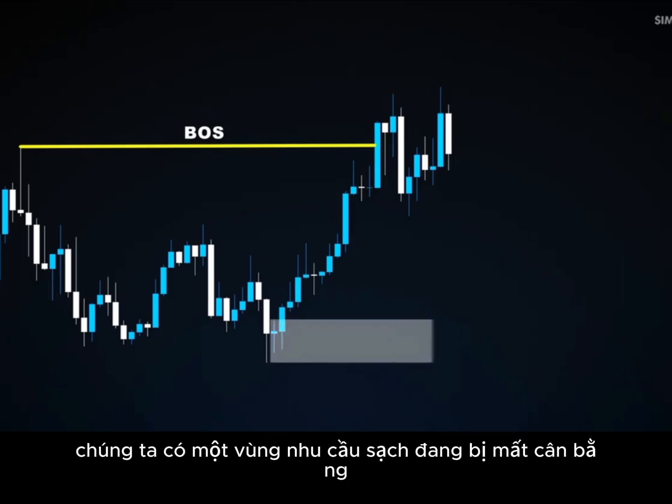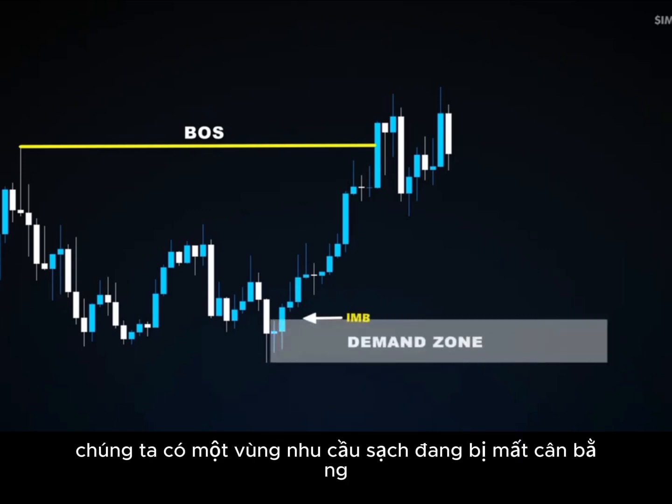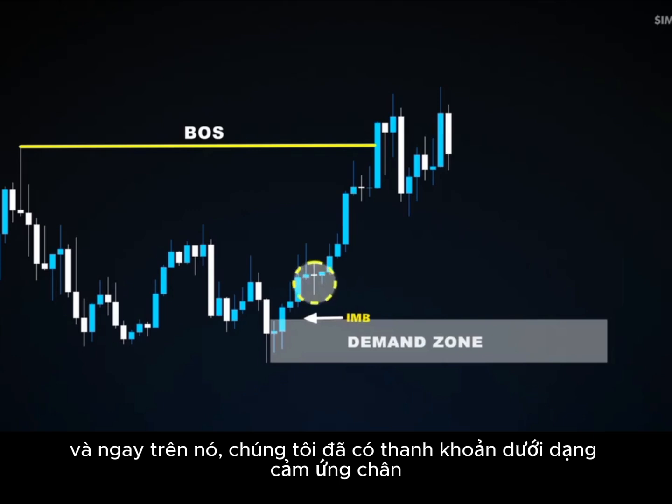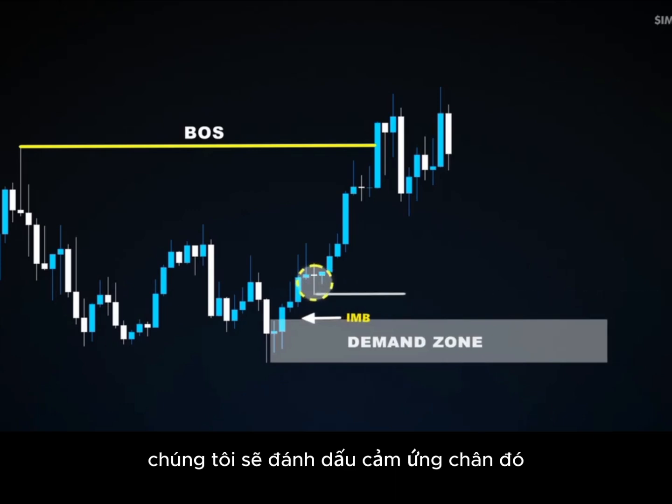Right here, we've got a clean demand zone sitting with imbalance, and just above it, we've got liquidity in the form of a leg inducement. We'll mark that leg inducement. That's our FAR liquidity zone.